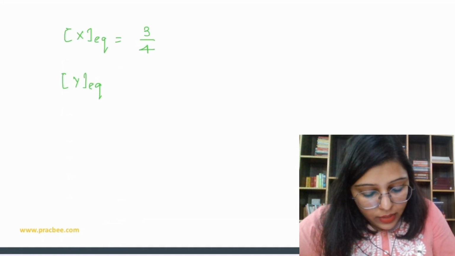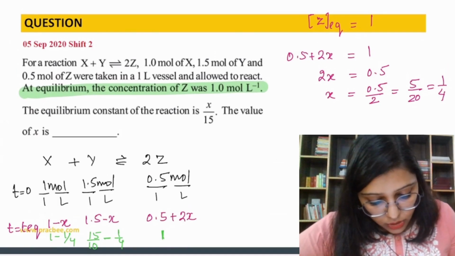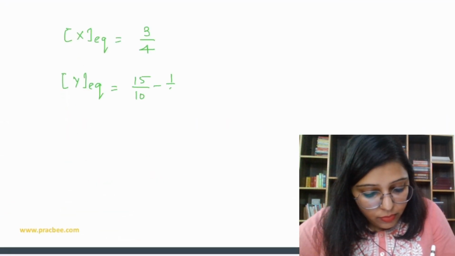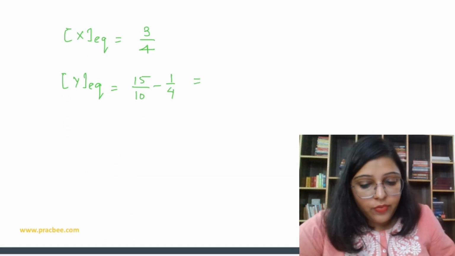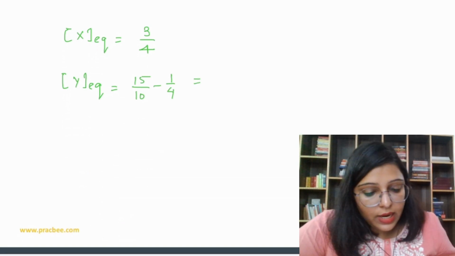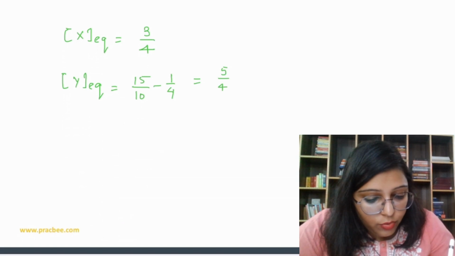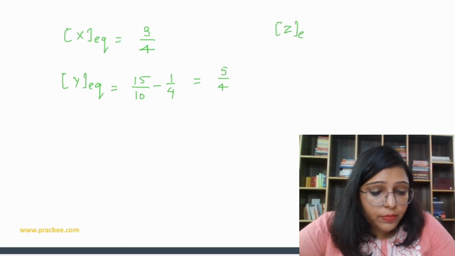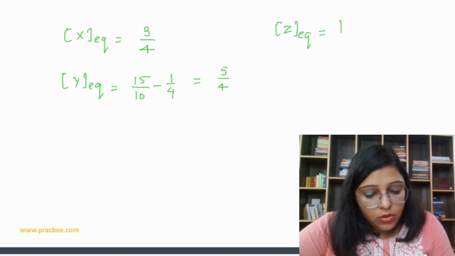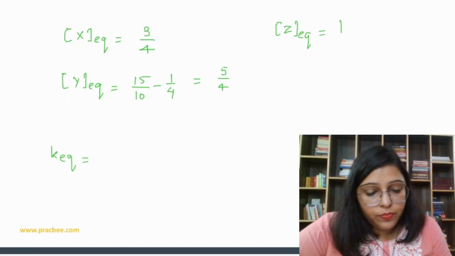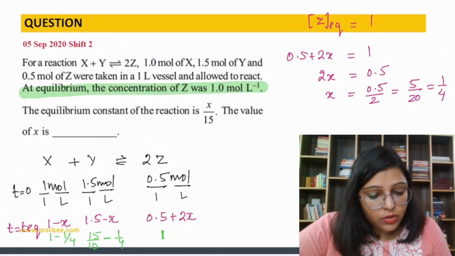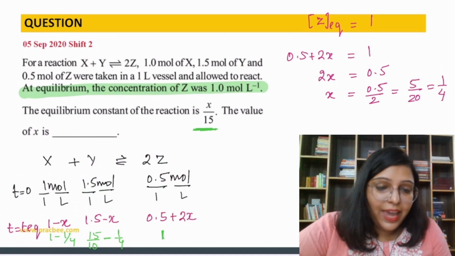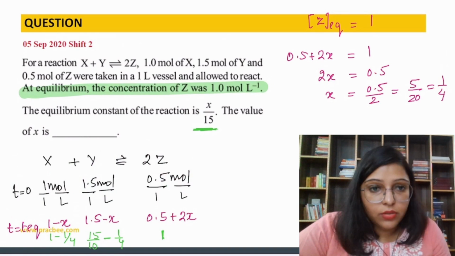Concentration of Y at equilibrium is equal to 15 by 10 minus 1 by 4. So 15 by 10 minus 1 by 4 is going to be 5 by 4. And concentration of Z at equilibrium is equal to 1. So let's find out K equilibrium now. We have to report the answer in terms of x by 15, and we have to find out the value for x.